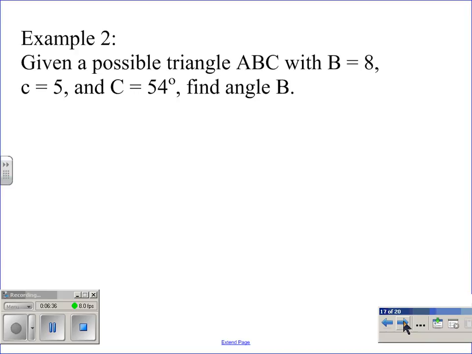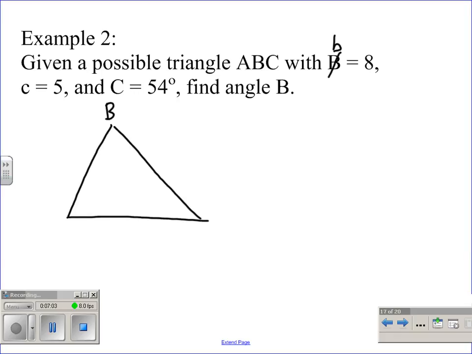Again, when you're not given a diagram, you want to go ahead and sketch that diagram. So we're going to start out by doing that. You're given a triangle ABC with b, and this should be lowercase b here, a side length of 8, a side length of 5, and an angle measure of 54. And we're trying to find the measure of angle B in this case. So let's start out with the triangle.